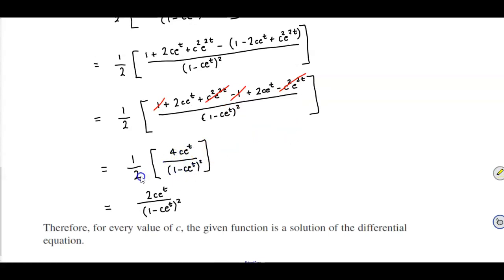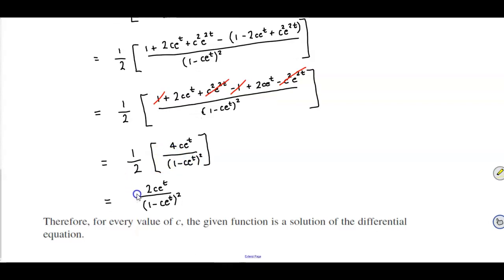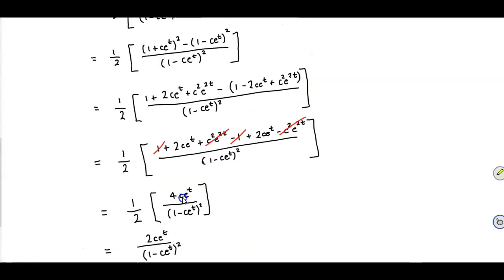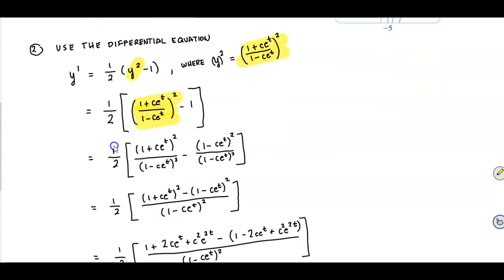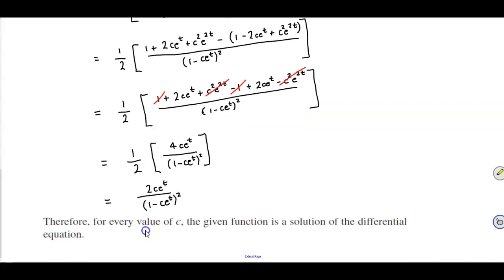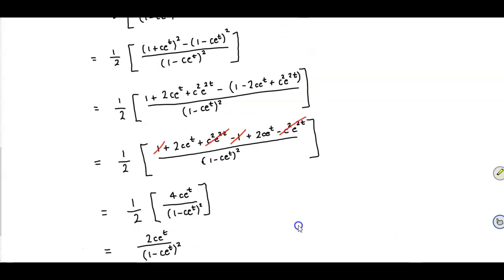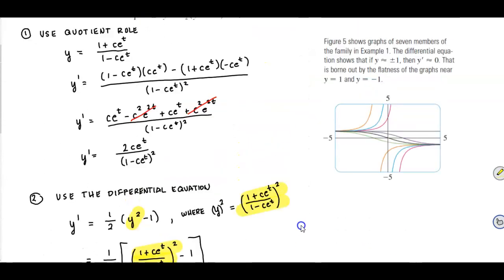And now if we simplify the 4 and 2, we end up getting 2ce^t divided by (1 - ce^t) squared, which is what the derivative was of that function. So we verified that it was a solution to that differential equation. We can say that for every value of c, the given function is a solution of the differential equation. That means no matter what you choose for c, it's going to be a solution.